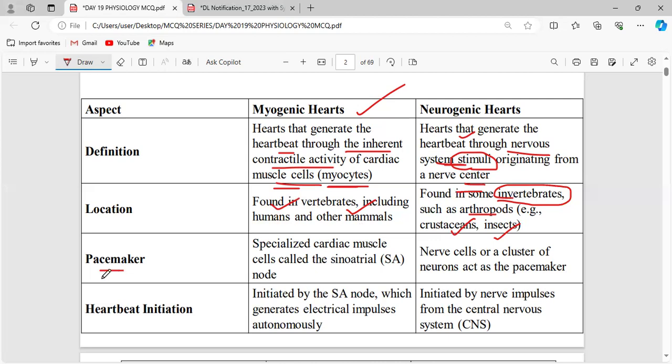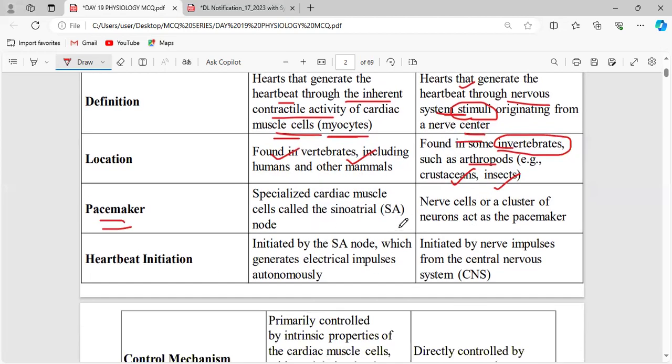And what is meant by pacemaker? In a myogenic heart, the sino-atrial node is called the pacemaker. Why? Because this is the area where the impulse is initiated. In the case of neurogenic hearts, the nerve cells act as the pacemaker. In a myogenic heart, the heartbeat is initiated in the sino-atrial node, and these electrical impulses are generated autonomously, not under the control of any other system. In a neurogenic heart, the impulse comes from the central nervous system.